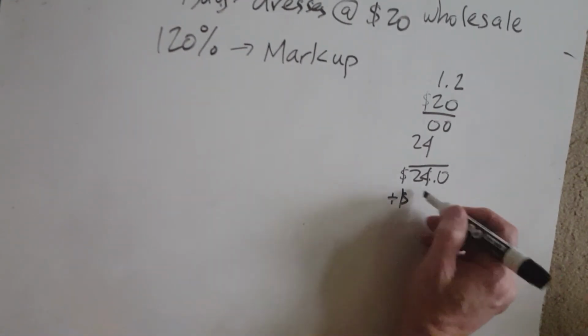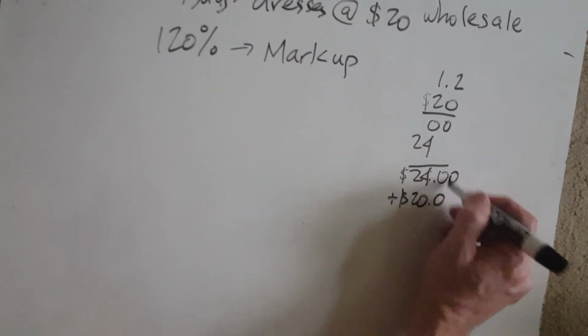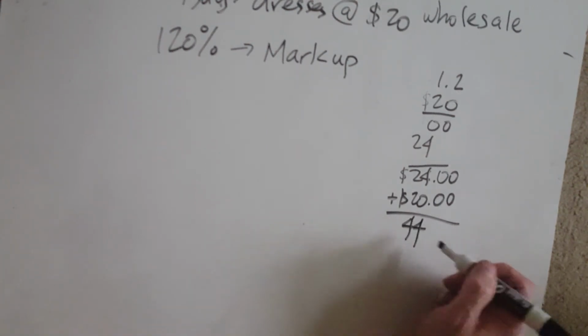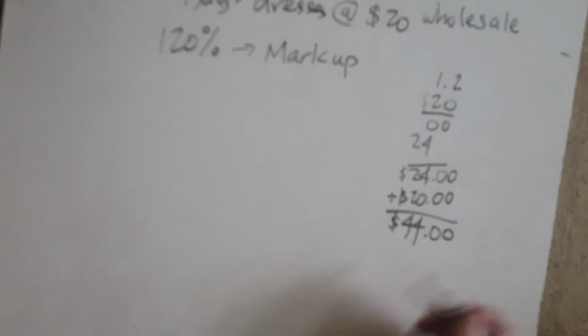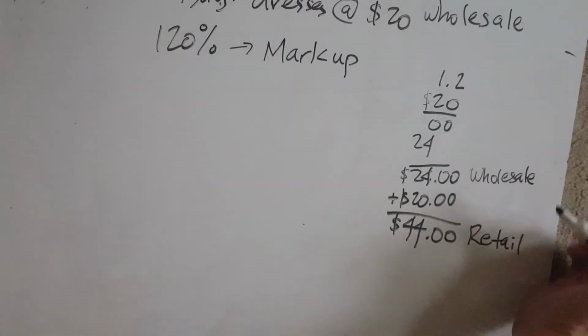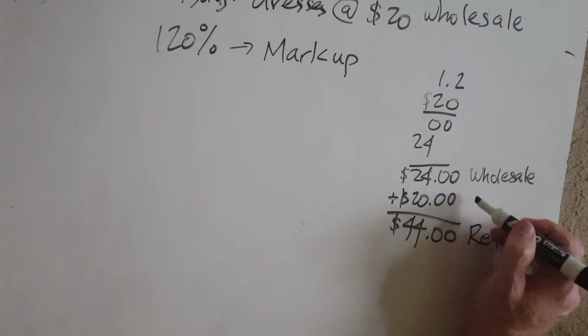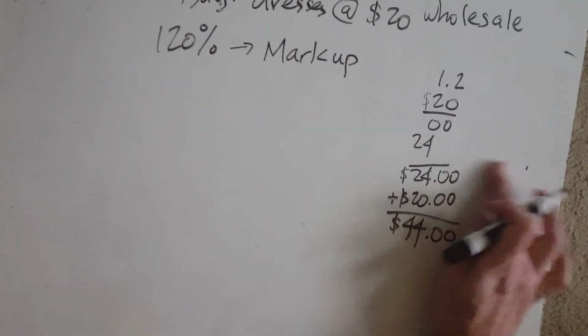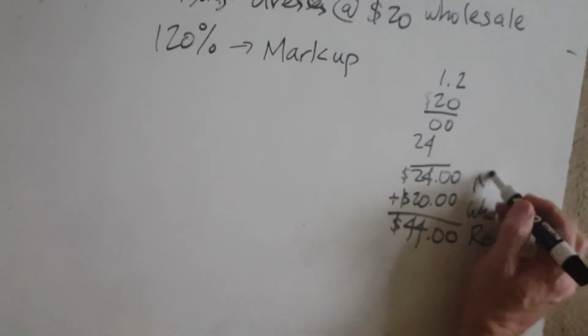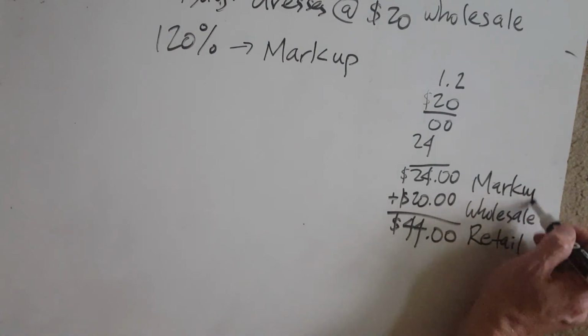Okay, so his retail is going to be the markup plus the wholesale. So he is going to sell dresses. Maybe he's Dress Barn. He's the owner of Dress Barn. This is retail, okay? So this is wholesale. Can you see all that? Plus markup. Whoops, got those backwards. This is wholesale plus markup, okay? That's what gives you retail.